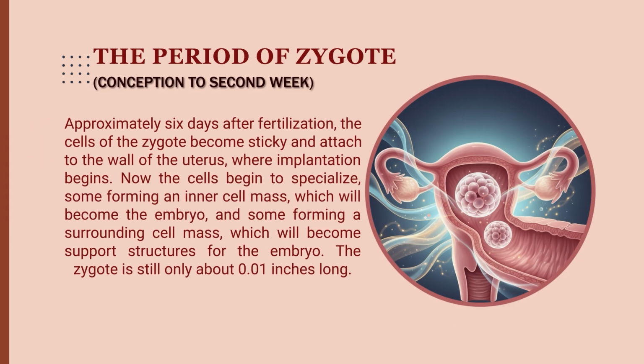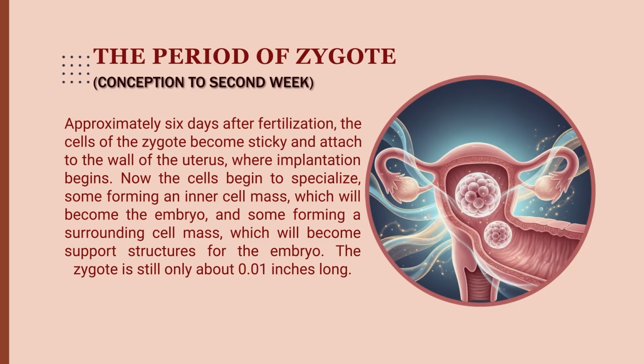Approximately 6 days after fertilization, that is when the 23 chromosomes and the 23 chromosomes from the male and female respectively meet, fertilization takes place. Now the cells of the zygote become sticky and attach to the wall of the uterus, where implantation begins. So that is how it lines up to the uterus and implantation begins. Now the cells begin to specialize, some forming an inner cell mass which will become the embryo. The embryo is where the child is protected, and it develops, the chromosomes developing into a full-fledged human being over a period of weeks, and we are going to deal with understanding all of this.